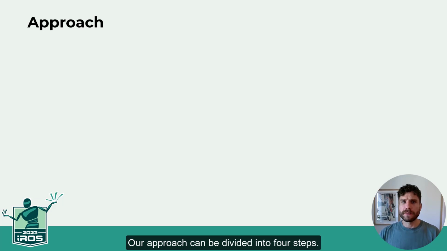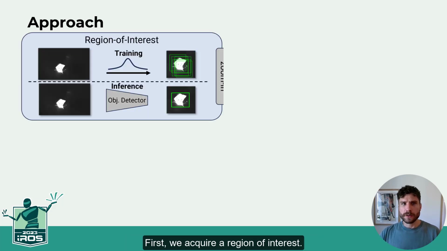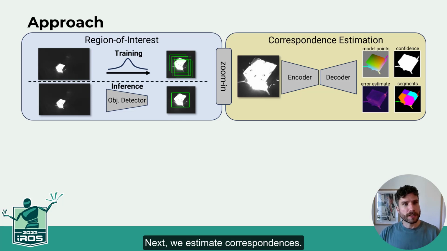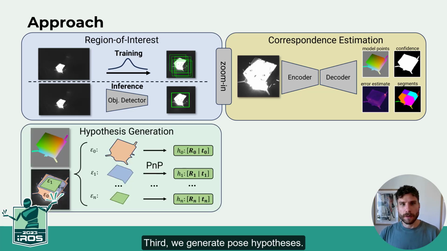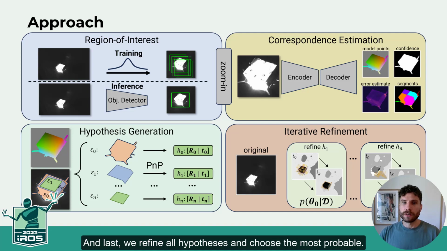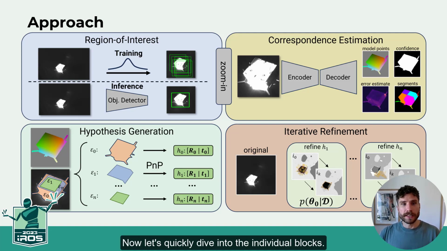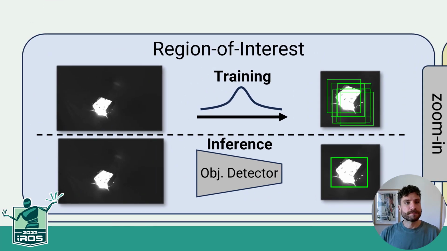Our approach can be divided into 4 steps. First, we acquire a region of interest. Next, we estimate correspondences. Third, we generate pose hypotheses. And last, we refine all hypotheses and choose the most probable. Now, let's quickly dive into the individual blocks.